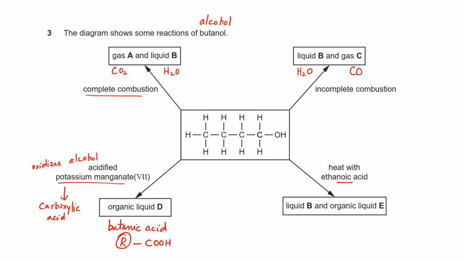Then heat with ethanoic acid. So alcohol plus acid. It is an esterification reaction. Basically, it happens in the presence of a catalyst. So the liquid B and an organic liquid E. Liquid B is water, that is, you can also say that liquid B is from here. So that liquid B is water, and liquid E is an ester. Remember, we'll see what sort of ester it becomes. So we have butanol reacting with ethanoic acid. Ethanoic acid is CH3COOH.